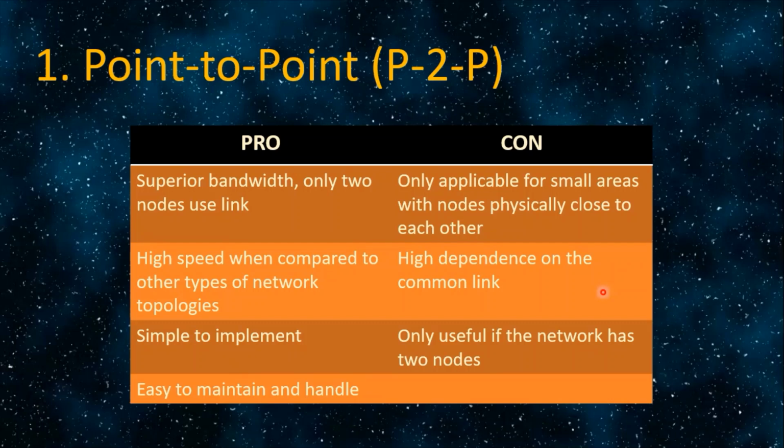The cons are that it is only applicable for small areas with nodes physically close to each other. It has high dependence on the common link, and it is only useful if the network has two nodes. If the network has one, or three, or four or more nodes, it cannot be implemented.